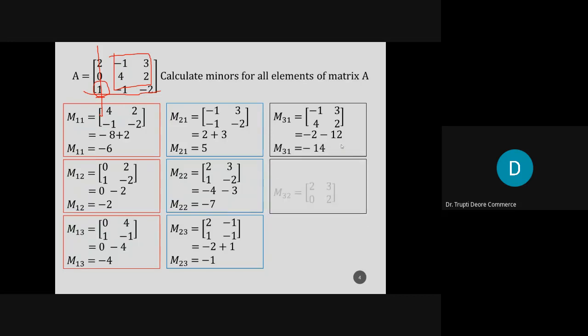Okay. Now for the third row, second element, how will you calculate it? Third row and second column. We have to find its minor, right? So we'll delete this column and this row. So remaining elements are 2, 3, 0, 2. Then we'll find the determinant. 2 into 2 is 4, and minus 0 into 3, 0. So we'll get 4.